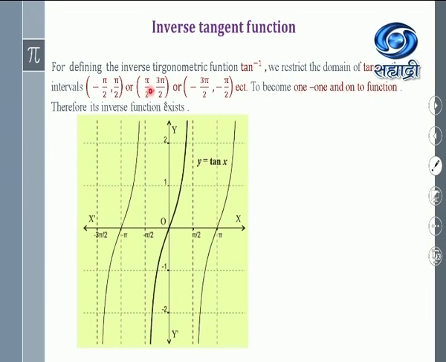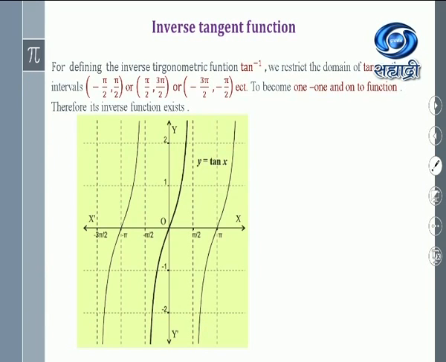Similarly, pi by 2 to 3 pi by 2. See, for pi by 2 to 3 pi by 2 also, if I draw the horizontal line, you can see the horizontal line cuts the graph in only one point. Similarly, minus 3 pi by 2 to minus pi by 2, this is the interval. With the horizontal lines, every time the line cuts the graph in only one point. Therefore, for each of the intervals, the function is 1, 1 and onto. Therefore, the inverse exists for all these intervals.